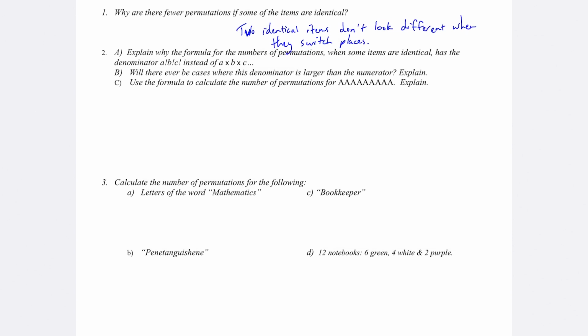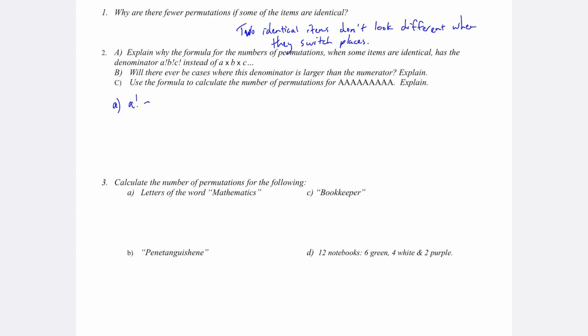Okay, so if you put item 1, then item 2, and they look exactly the same, it doesn't look any different if you do item 2 than item 1. 2a, explain why the formula for the number of permutations with some identical items has a denominator of a factorial, b factorial, c factorial instead of a times b times c. Again, try and think through these before you hear my answer.